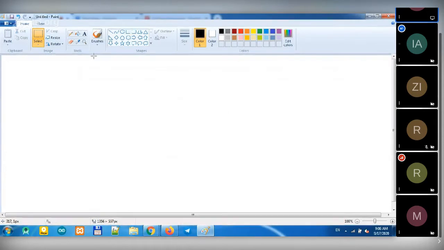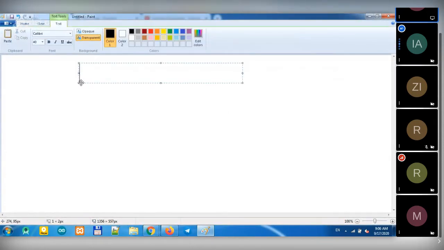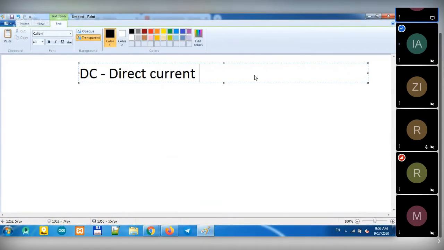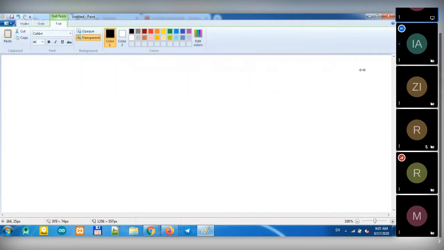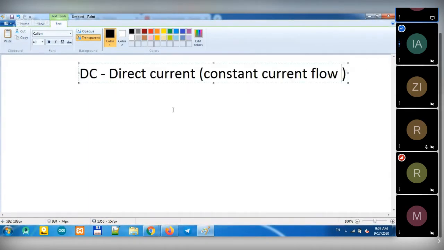Okay. So now last part of our class is electricity itself. Let's see first DC. You heard about DC, right? It's a direct current. Definition: constant current flow. Do you know what is constant, right?